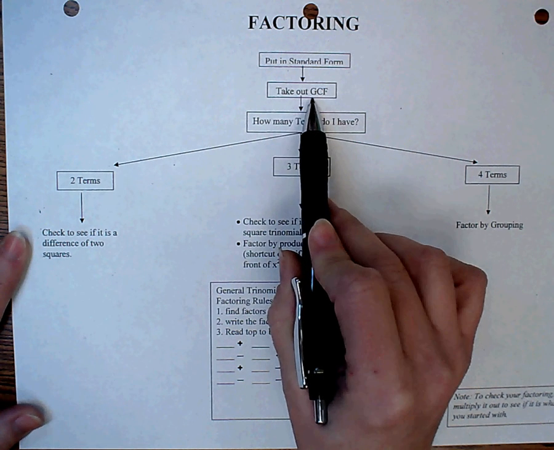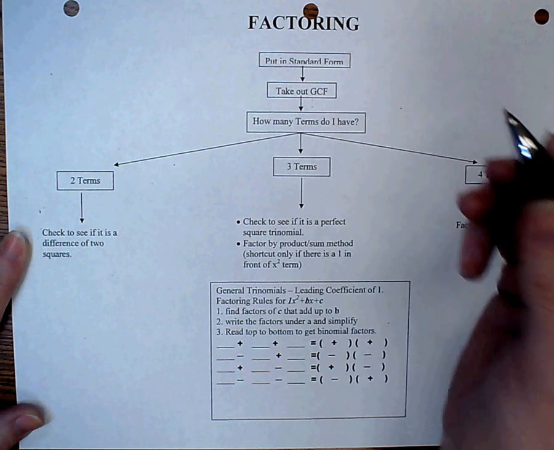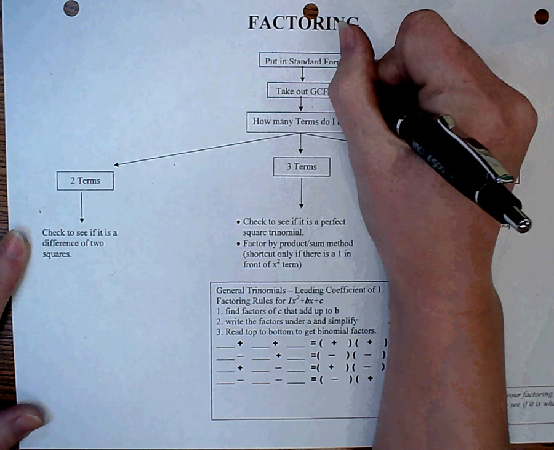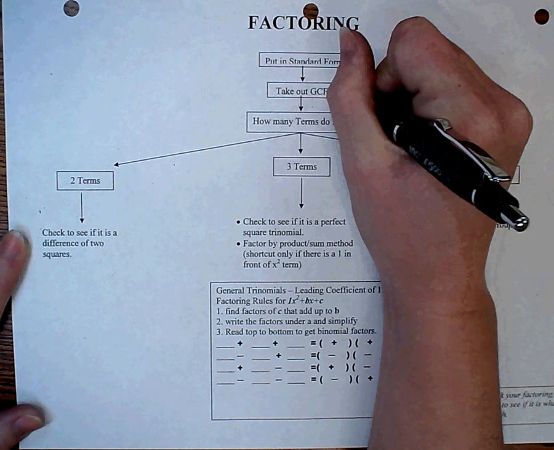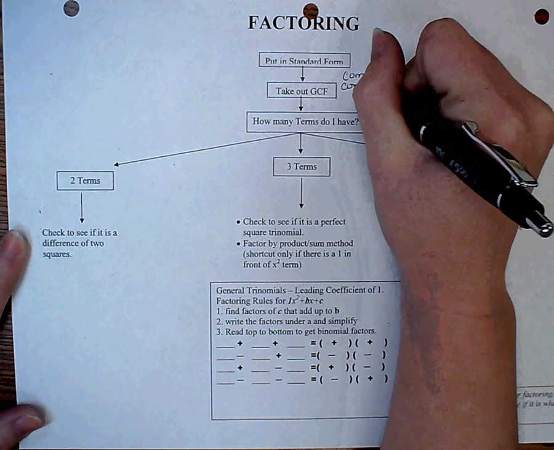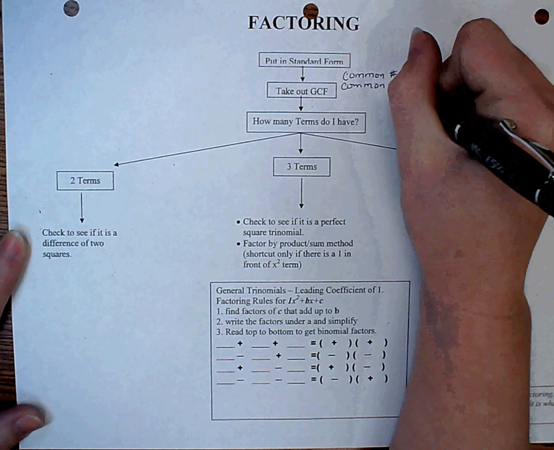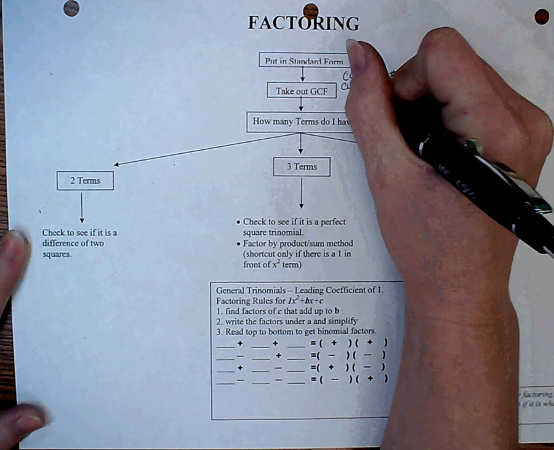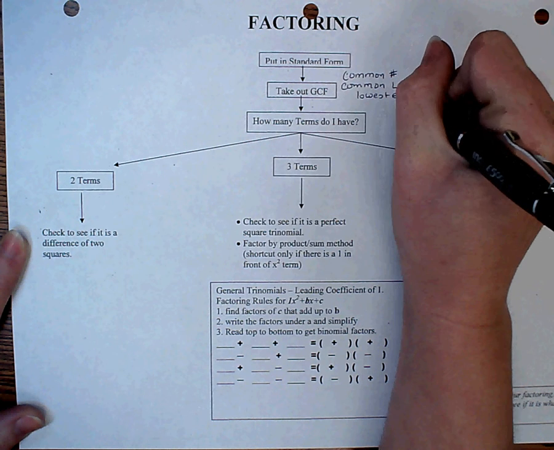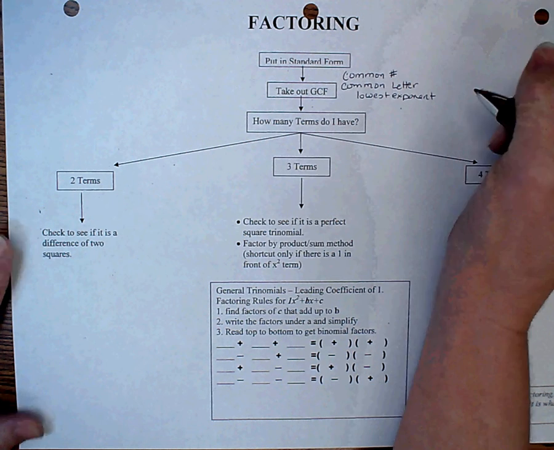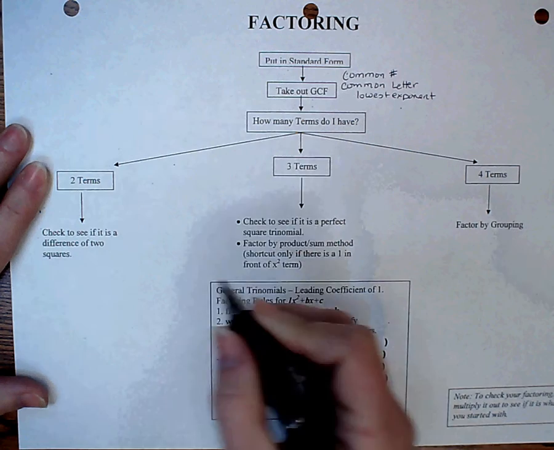GCF means the greatest common factor. That also means you have to look for the common number, common letter, with the lowest exponent. So, here are two examples that might help you.